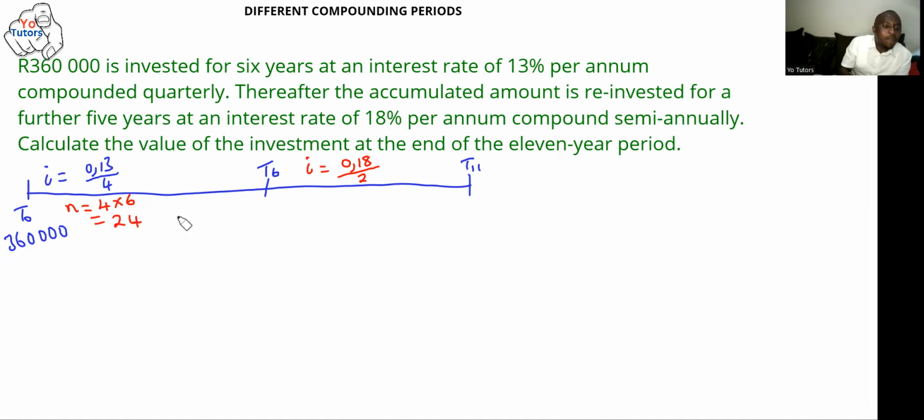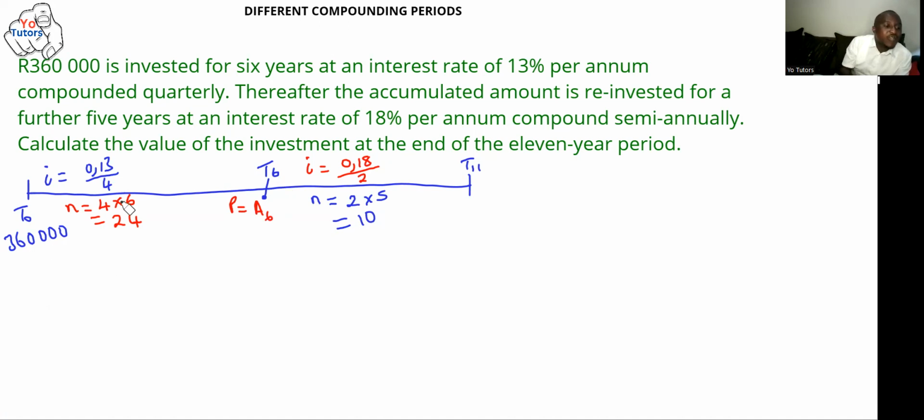What about our n in this case? Our n is for the remaining 5 years, and how many times a year? 2 times. It's going to be 2 times 5, which gives us 10. So you can now see that the n is changing. So it's good that you calculate your n and also write down your I before you do any calculations. Now, what else do we know? Our P in this case is going to be the accumulated amount for the first 6 years. That's our P after the 6 years.